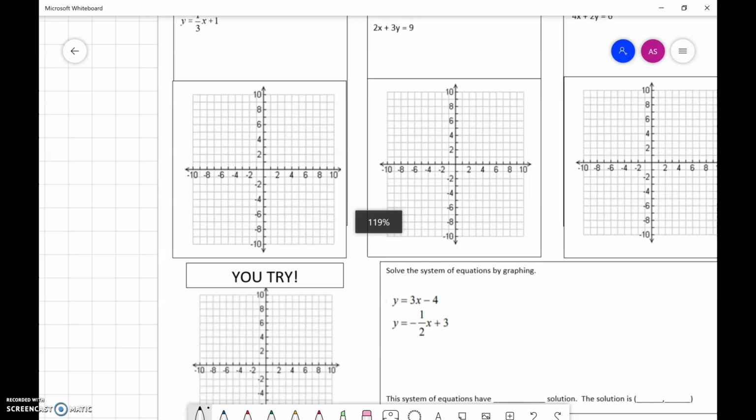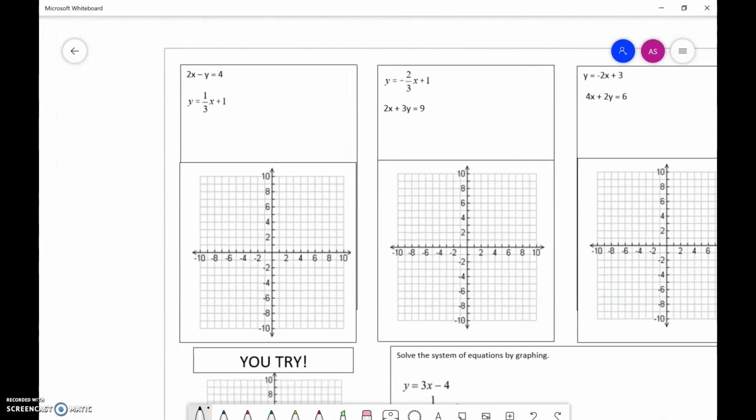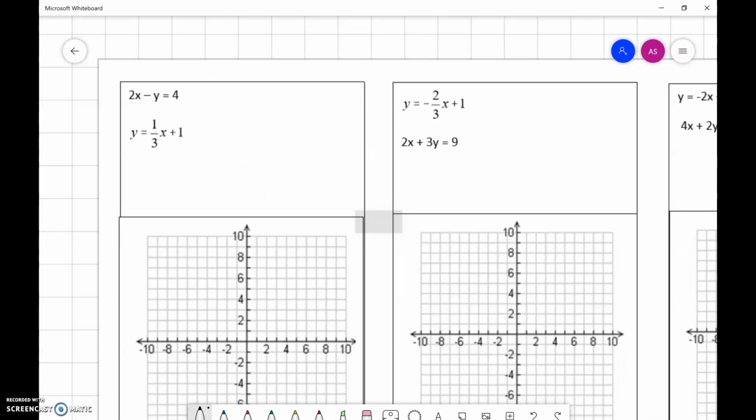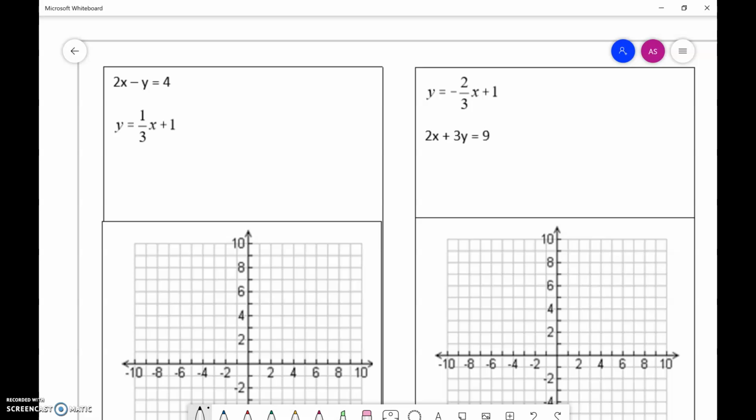So we're going to be talking about how we solve, and keep in mind, there will be more methods that we learn throughout this unit. So here's the first one. Graphing is not a new concept. This is the same graphing that we've been doing for the semester.